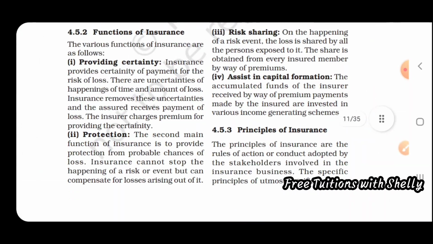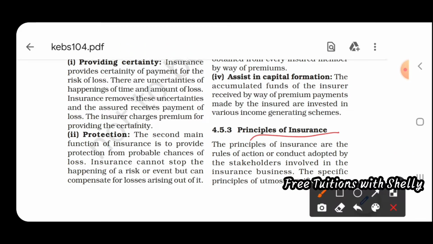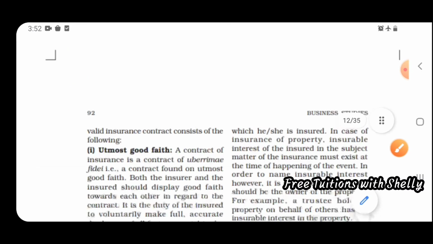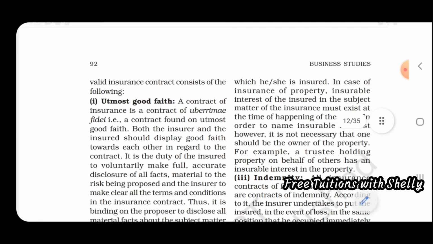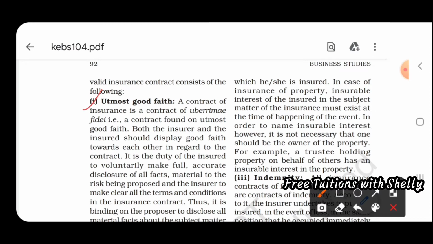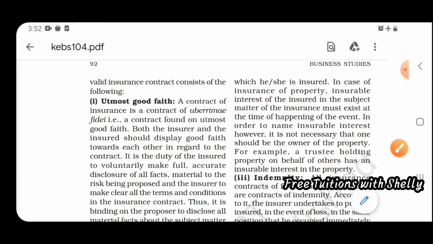Then we are going to look at the principles of insurance. What are the principles of insurance? What are the rules? The first one is utmost good faith. Both the insurer and the insured should display good faith towards each other with regard to the contract. That is, when you are taking an insurance policy, both parties, the insurance company and the insured, must have good faith. It should be honest.